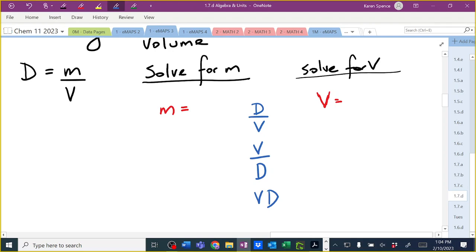It is the last one, v times d. Or is there another way to write that? M is equal to D times V. Either way, it doesn't matter. The order just does not matter. Okay, D times V. So that's good.